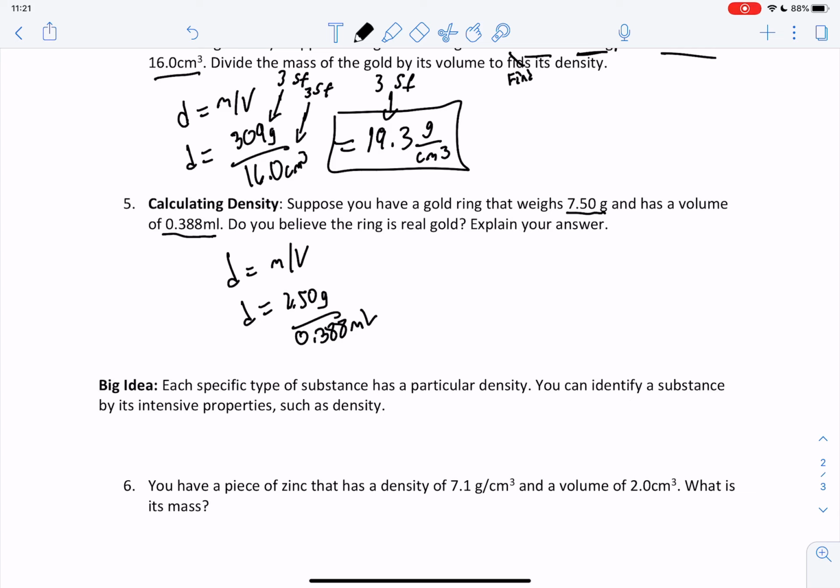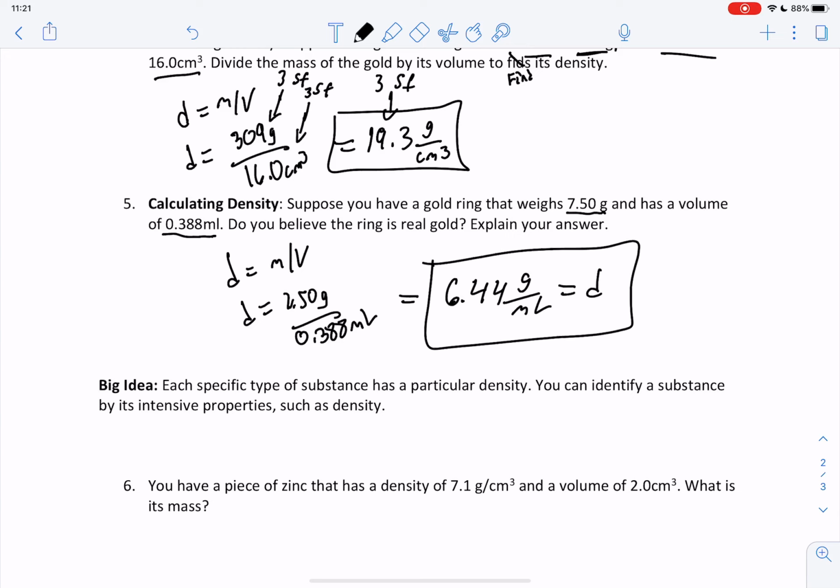All right, so we do 2.50 divided by 0.388, and we should get 6.44 grams over milliliters. That's our density. Like I said above, the real density of gold is 19.3. So because these densities don't match, this is fake gold, meaning there has to be some other substance in there that has a lighter density to bring that number down.